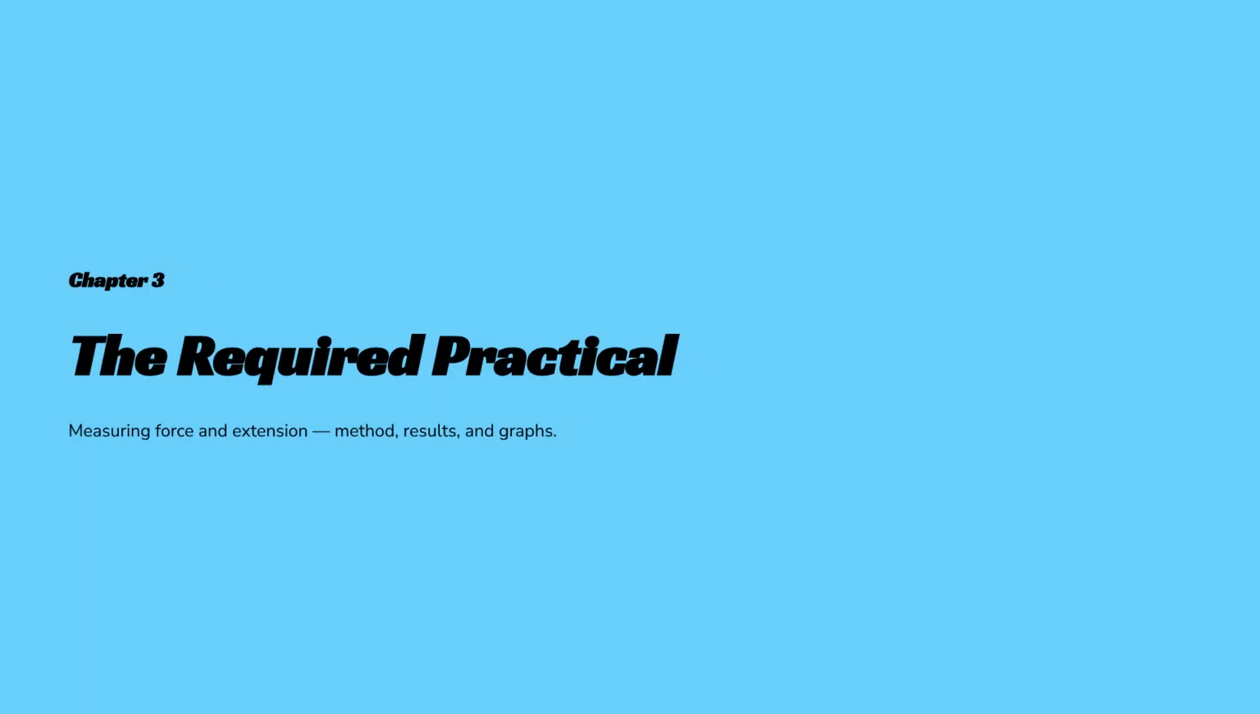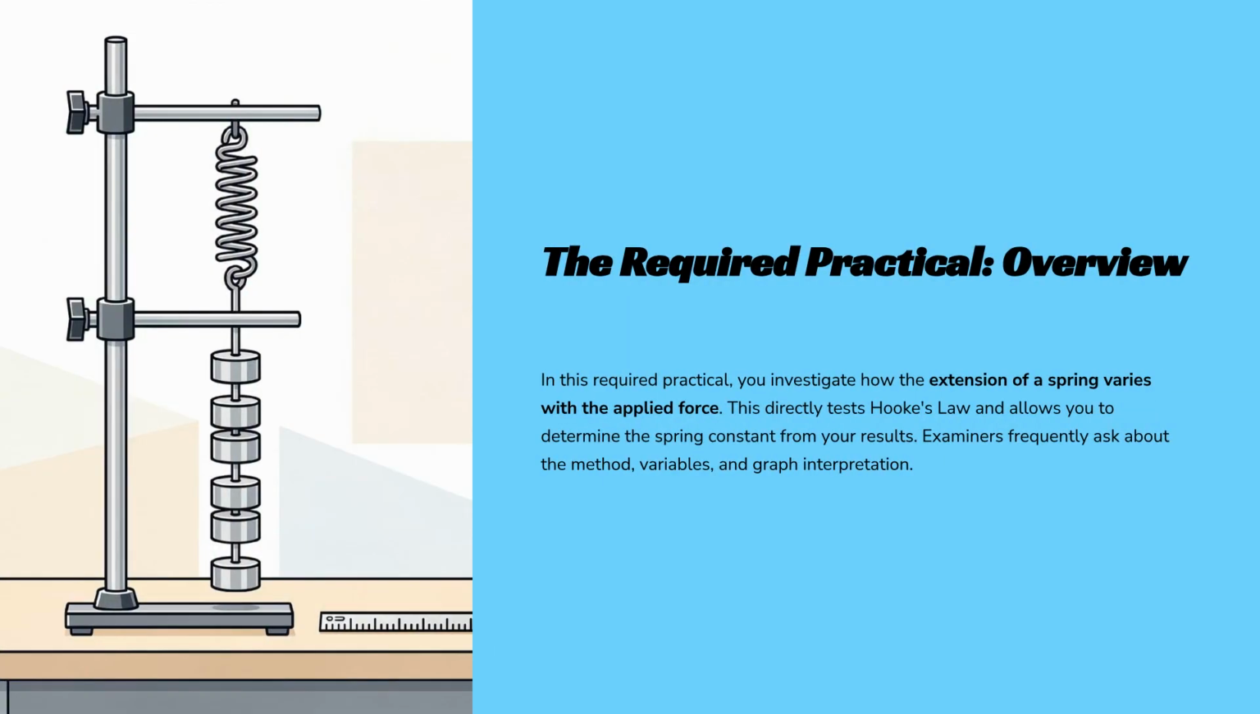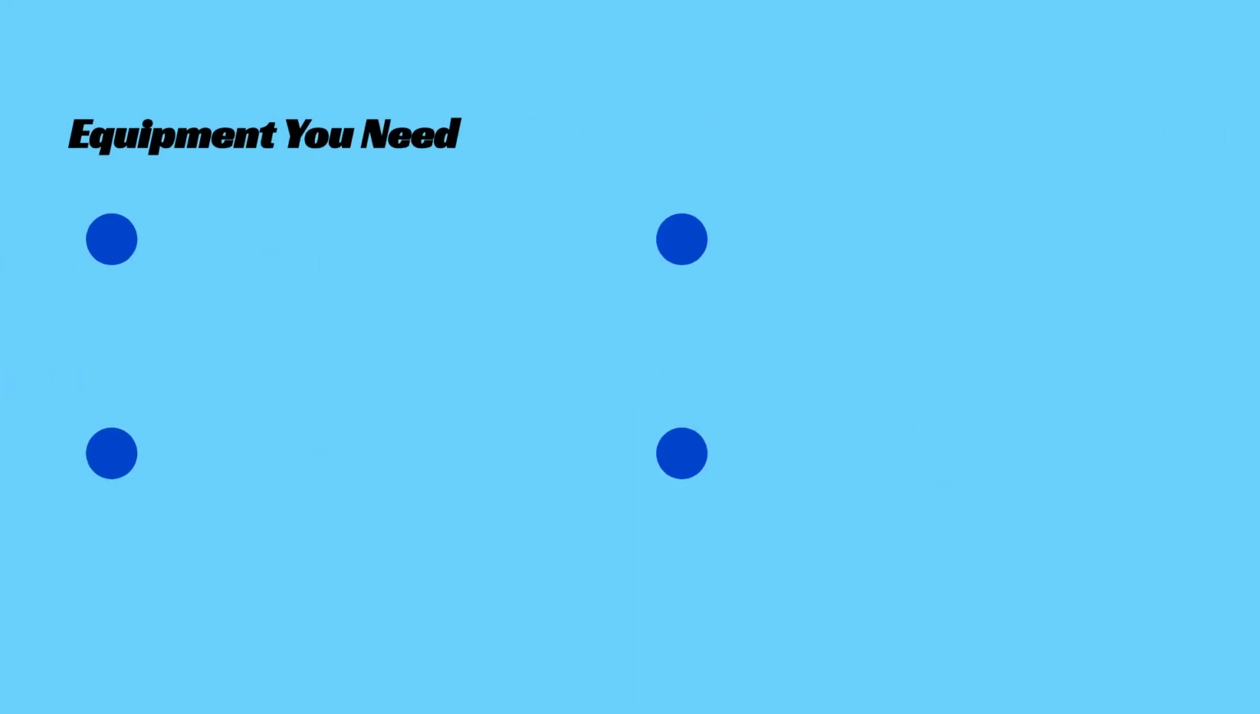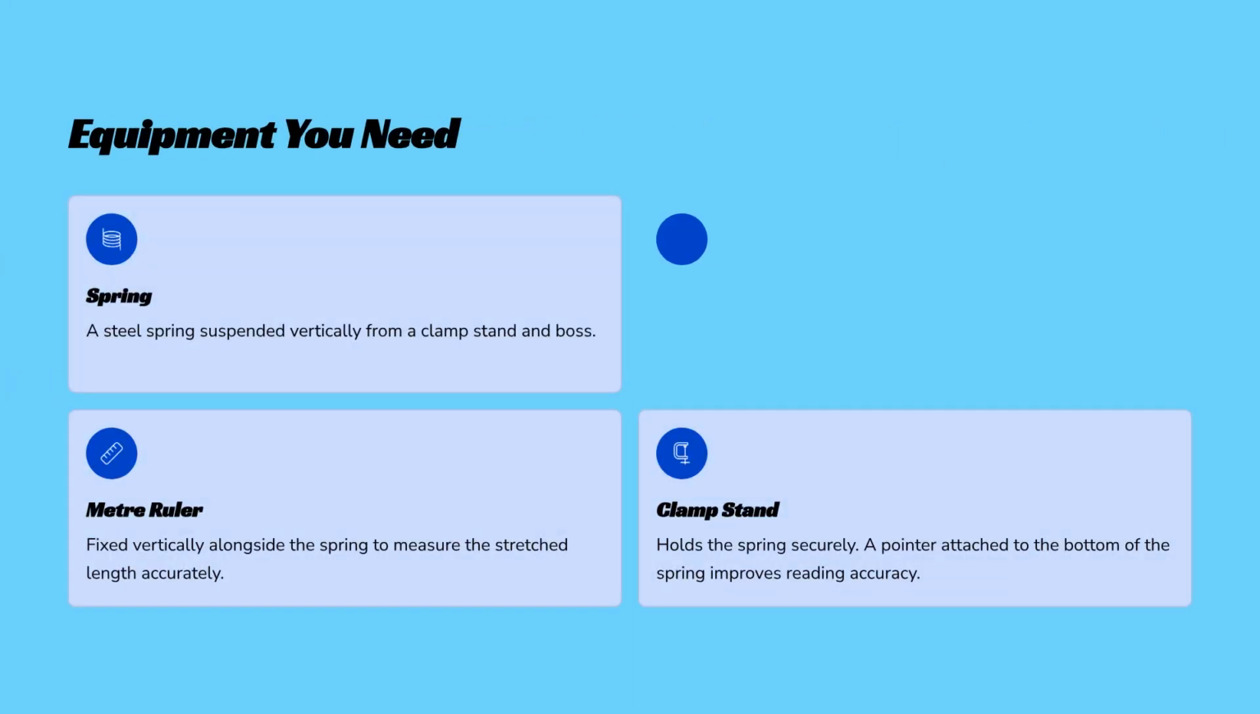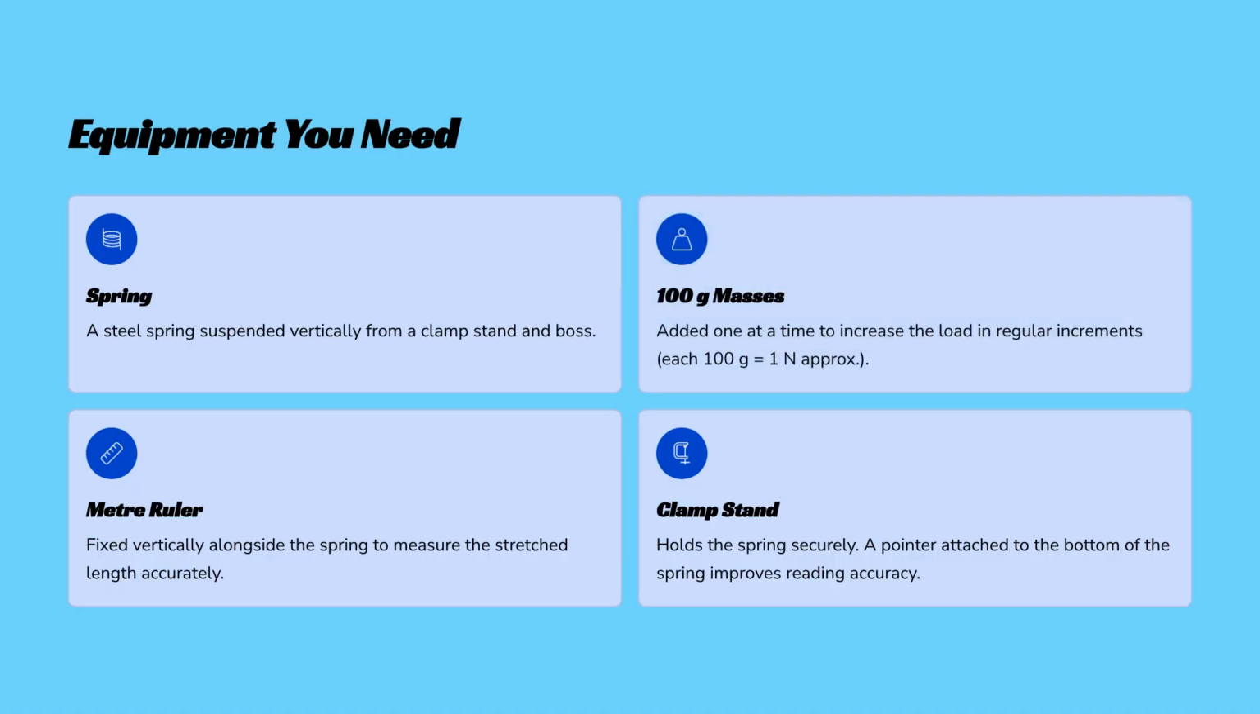Now let's move on to Chapter 3, covering the required practical for investigating force and extension, including the methods and results. In this practical, you'll investigate how the extension of a spring changes when you apply different forces, allowing you to test Hooke's law and calculate the spring constant. For this experiment, you will need a steel spring, a clamp stand with a boss, a meter ruler, and a set of 100 gram masses to apply consistent increments of force.